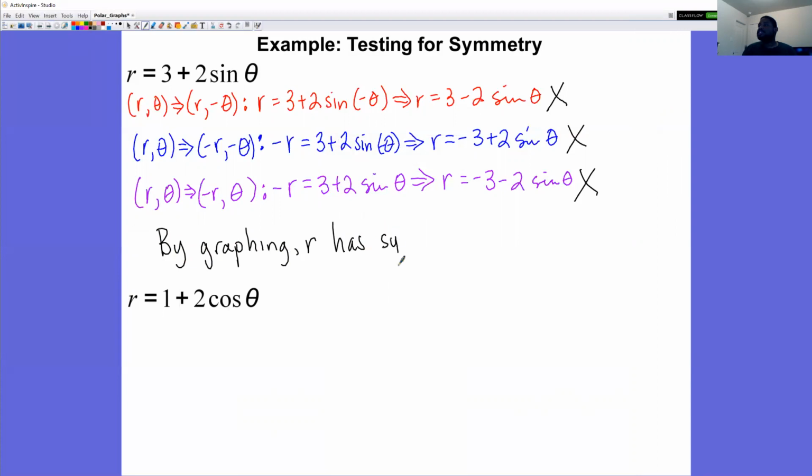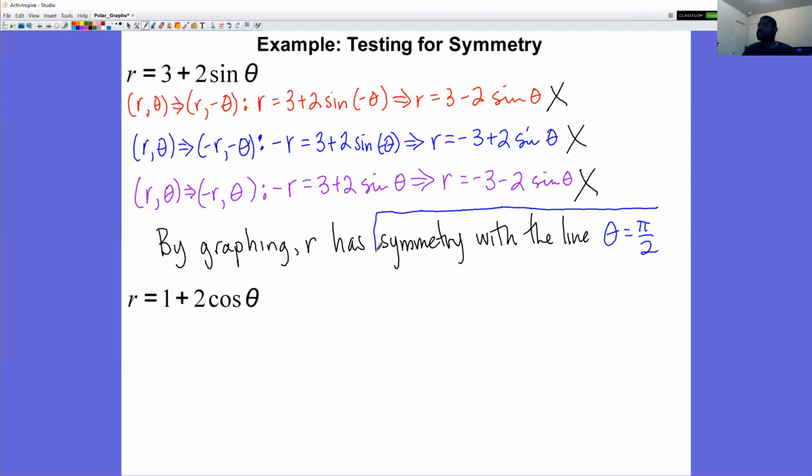r has symmetry with the line theta equals pi over 2. Can't say the y-axis because we're in polar mode and not rectangular. So you have to make sure you use the correct verbiage regarding the mode we're in.